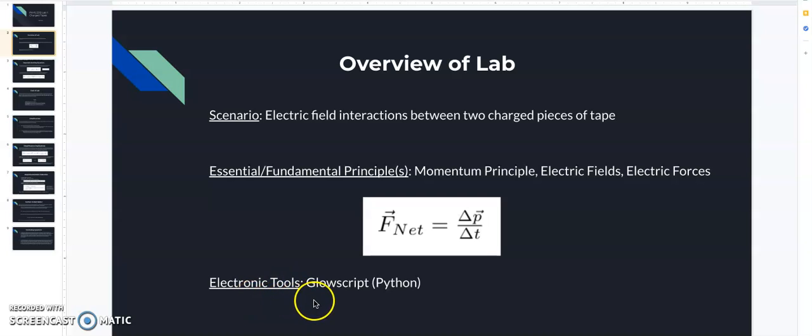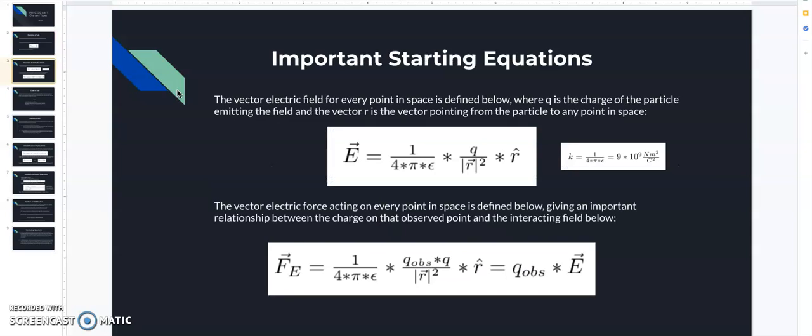The electronic tools used were GlowScript and Python to create a model for this scenario. A few important starting equations are the vector electric field for every point in space, defined below, where Q is the charge of the particle emitting the field, and the vector r is the vector pointing from the particle to any point in space. Note here that the constant k is 1 over 4 pi epsilon, which is equivalent to 9 times 10 to the 9th newton meters squared per coulomb squared. Additionally, we have the vector electric force acting on every point in space, defined below, giving an important relationship between the charge of that observed particle and the interacting field. We'll use this to calculate some simplifications later on.